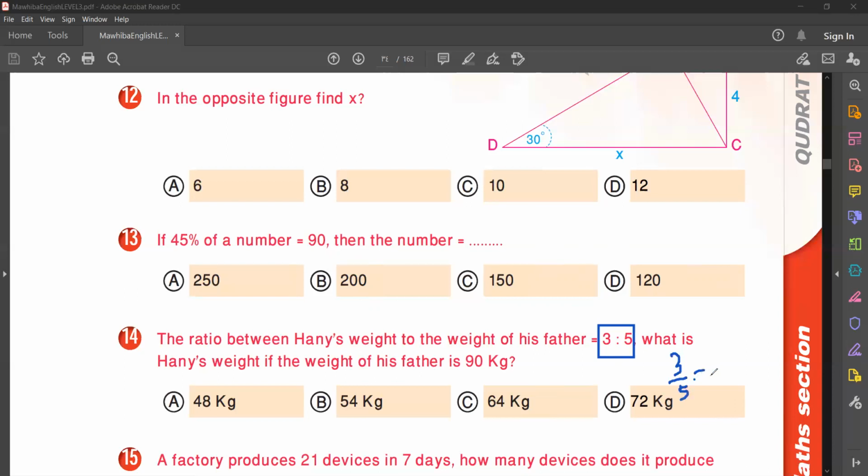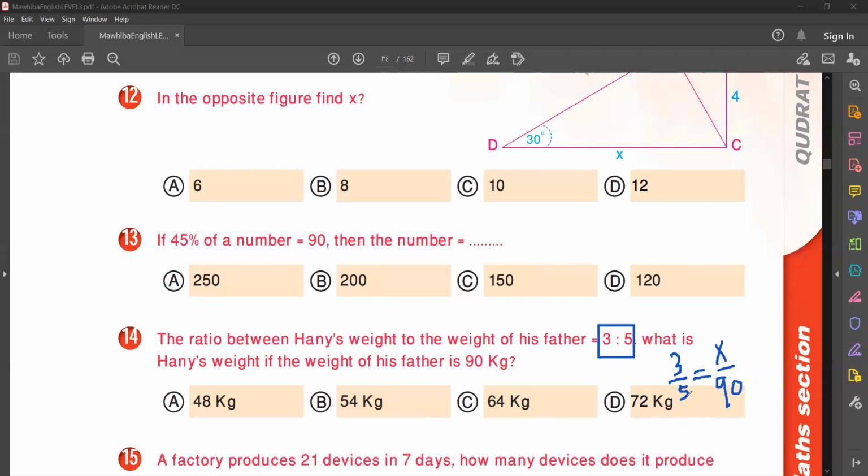equals, because 3 is for Hani's weight, we write x here for Hani's weight, and for the father, it is what? It is 90, right? It is 90. So we find x now. You multiply it and divide it by 5. What do you think the answer is?